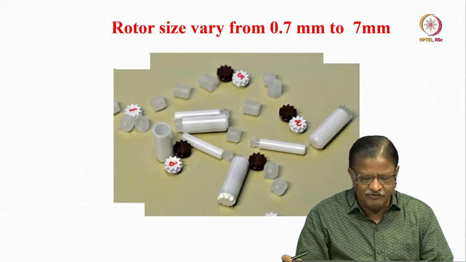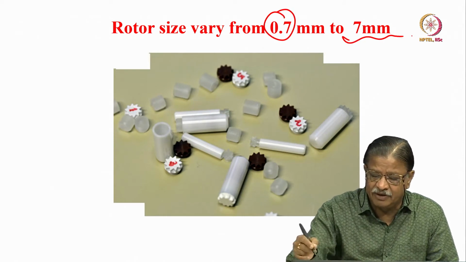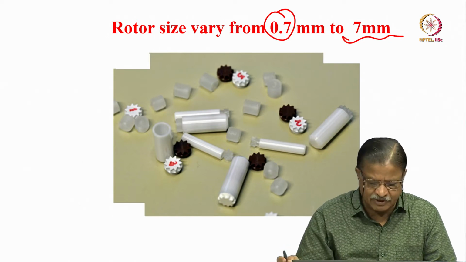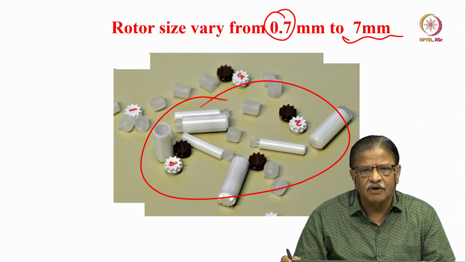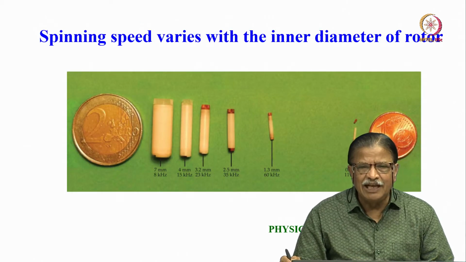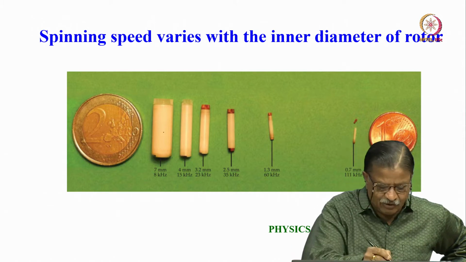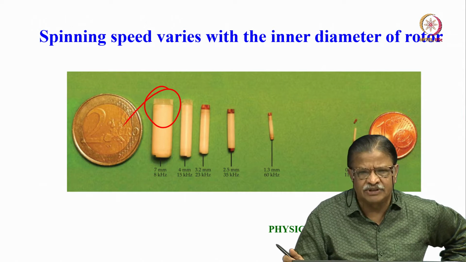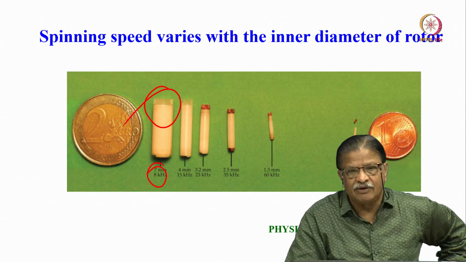Varieties of rotor sizes are available, so you will find 7 mm to 4 mm, even 1.4 mm are also there. These are all rotors of varieties of sizes. And the spinning speed depends upon the inner diameter of the rotor. You can look at this 7 millimeter rotor, which is taken from Physics Today, October 2016. This can give you spinning speed up to 8 kilohertz.